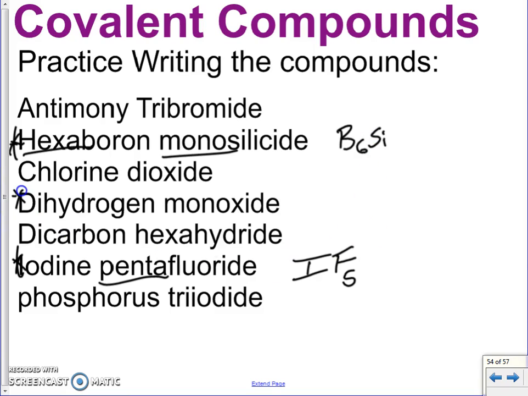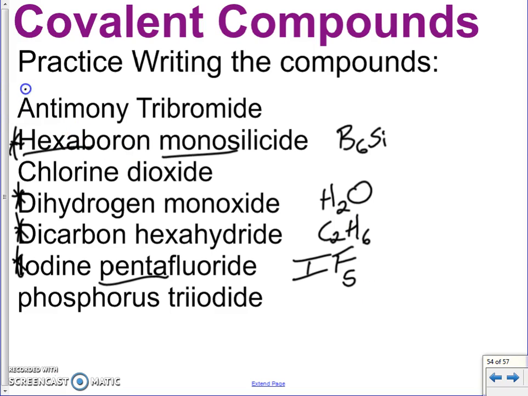So let's check out this one. Dihydrogen, that tells me I have 2 hydrogens. Monoxide tells me I have 1 oxygen. Oh, look, we know that compound. That's just water. Let's do another one. Let's check out this guy. Dicarbon, again, tells me 2 carbon. Hexa tells me 6. Hydride tells me hydrogen, so 6 hydrogens.